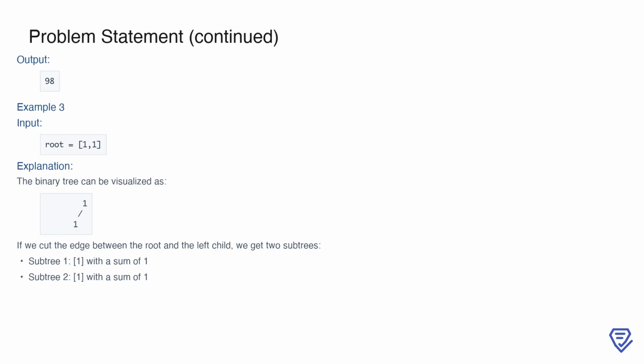Let's look at a simpler case. Suppose the binary tree is represented by 1, 1. This tree is very small, with just two nodes. The root node is 1, and it has one left child, which is also 1.